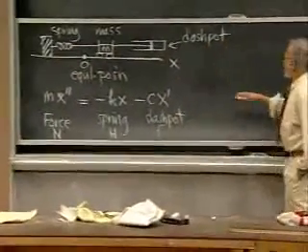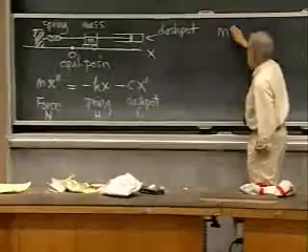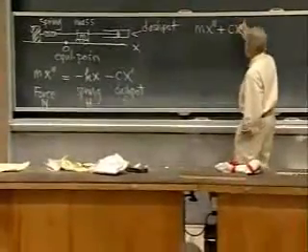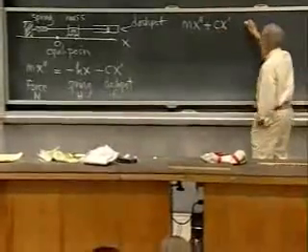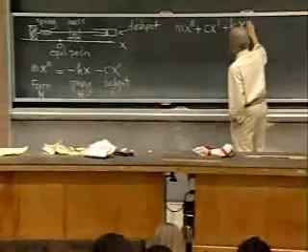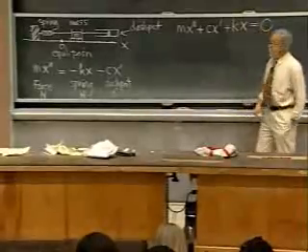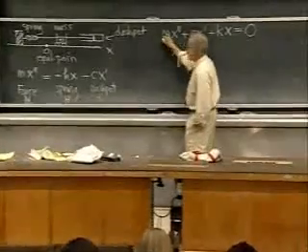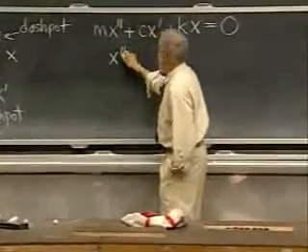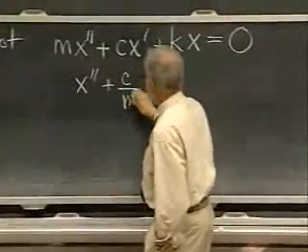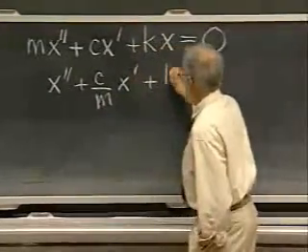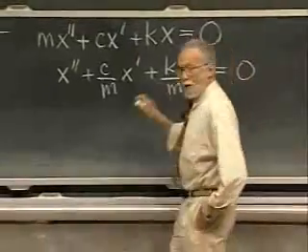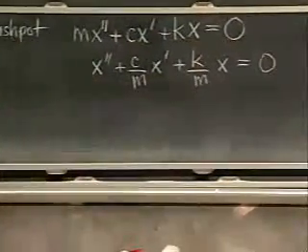And when you write this out, the final result, therefore, is mx double prime plus cx prime plus kx equals 0. It's important to see where the various terms are. And now that's still not in standard form. To put it in standard form, you must divide through by the mass, and it will now read: x double prime plus c over m times x prime plus k divided by m times x equals 0. And that's the equation governing the motion of the spring.